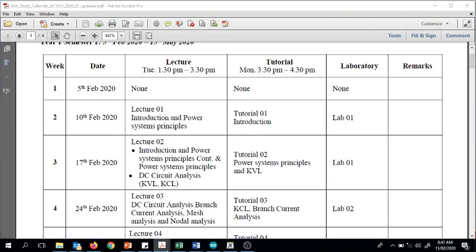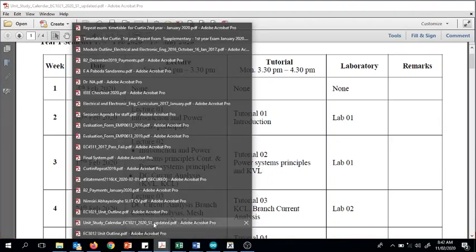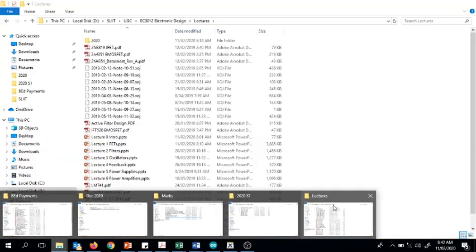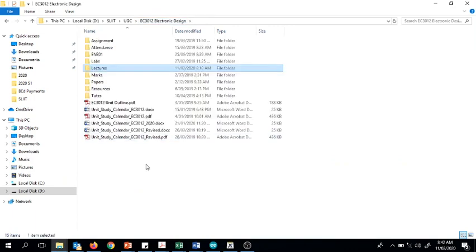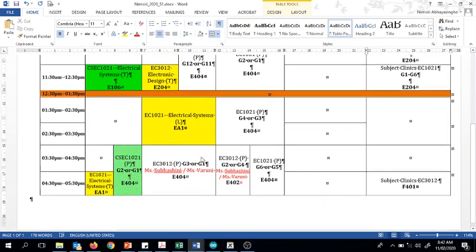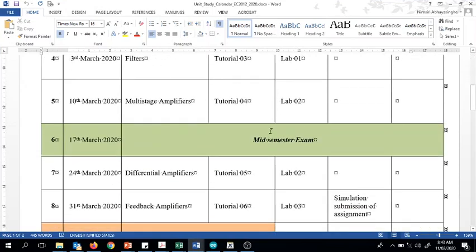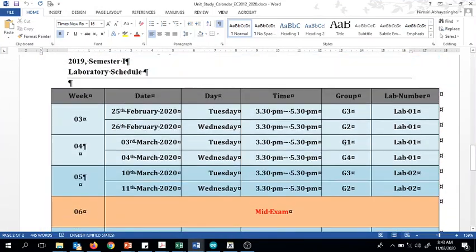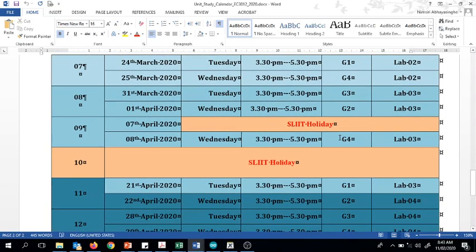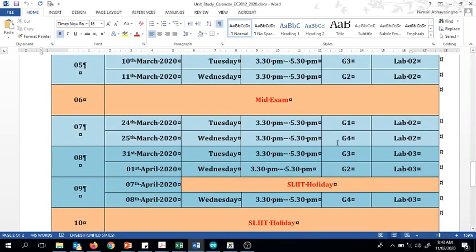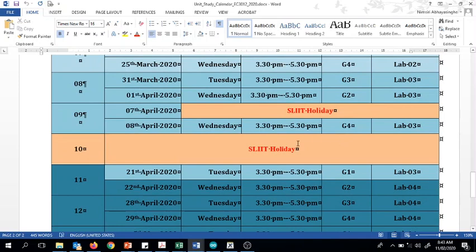No, this is not the one. So this is the one, the lab groups and their dates, groups, everything there. So everything will be published through the course webs for your reference. If there is any change, we will be announcing through that. Same procedures, same practices would be there.